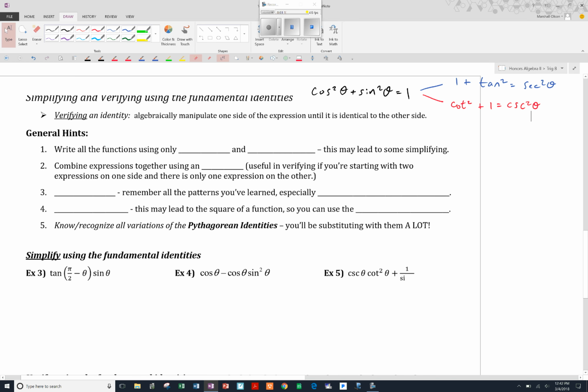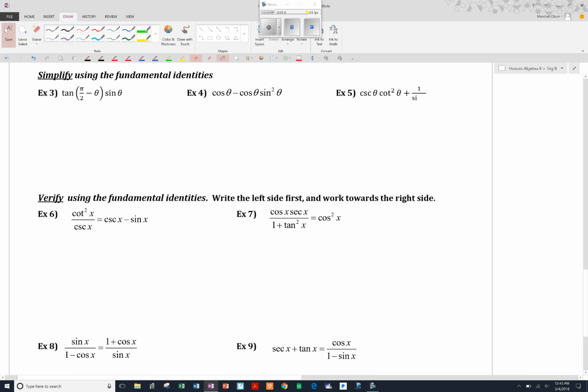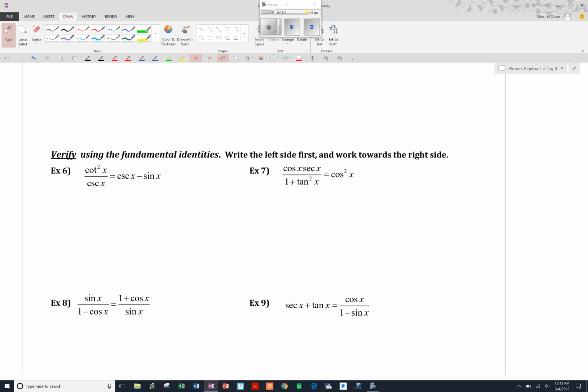All right, so here are some general hints on both simplifying and verifying. Verifying, here's a little definition, is to algebraically manipulate one side of the expression until it is identical to the other side. And if you look down here, we're given these 4 problems to do. So what we're saying is we're going to change one side of the expression until we get it to become the other side. So this is usually referred to as the left-hand side and the right-hand side, or LHS and RHS. So we're going to try to prove that one equals the other.